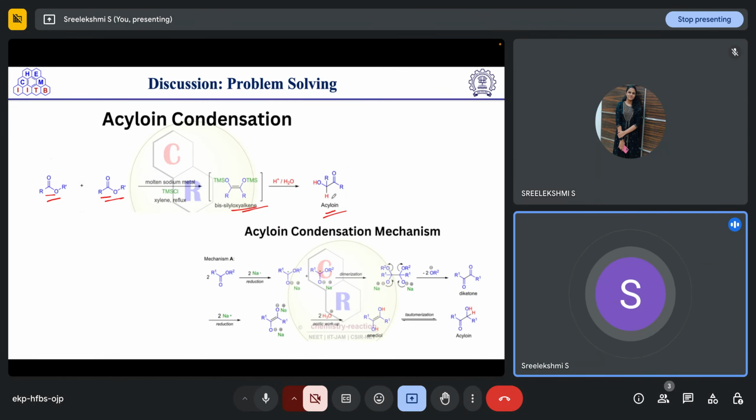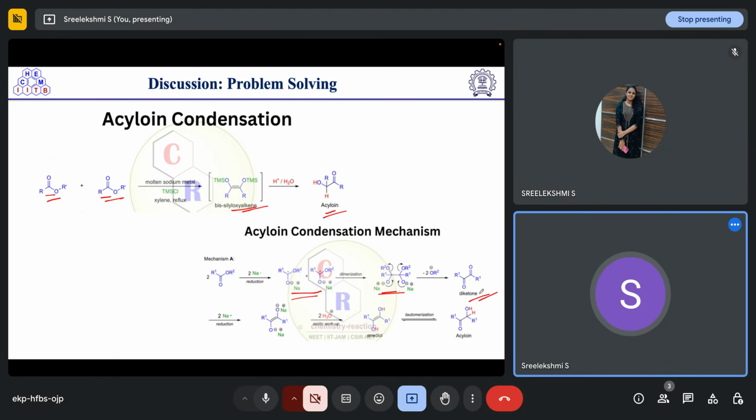So this is again a radical pathway. In the presence of this sodium, since we are using molten sodium metal, we will get these radicals, these homo radicals. Then this radical will undergo reaction to form this intermediate. Then this O minus is again converted into the corresponding radical, and that will result in the formation of this diketone by elimination. That is, this O minus will come over here and this will leave, and this O minus will come here and this will leave.